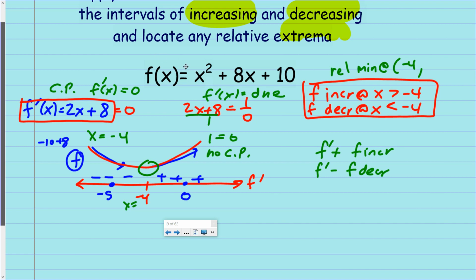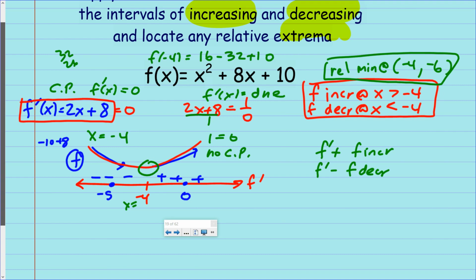So I'm going to do f of negative 4. That's going to be 16 minus 32 plus 10, 26. Is that negative 6? I'm not 100% sure, but you guys might be. Is it negative 6? 32, 26. Yeah, negative 6. Everybody good with that? So there is my relative min. Are you guys good with that?